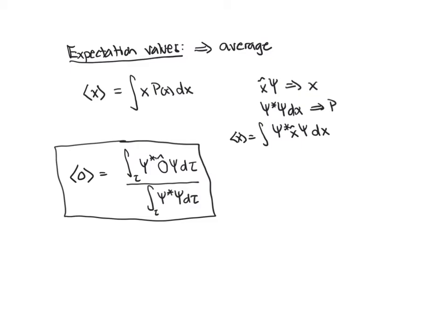Notice that this numerator here is related to our definition for a Hermitian operator. We said that for a Hermitian operator, this value, the integral over all space of psi star times the observable times psi, will always be a real number. And that's important because we want our average values to be real numbers. If this was not Hermitian, this might not be a real number, and then it wouldn't make any physical sense. And that's why our operators have to be Hermitian.